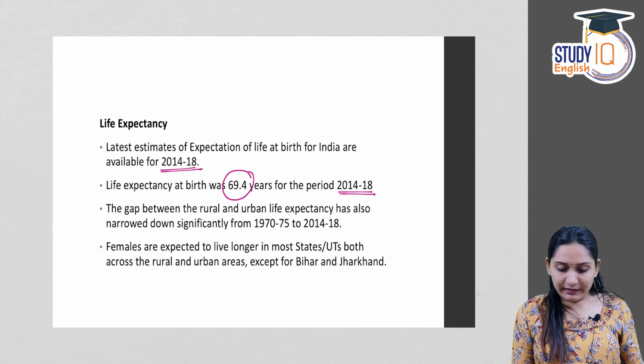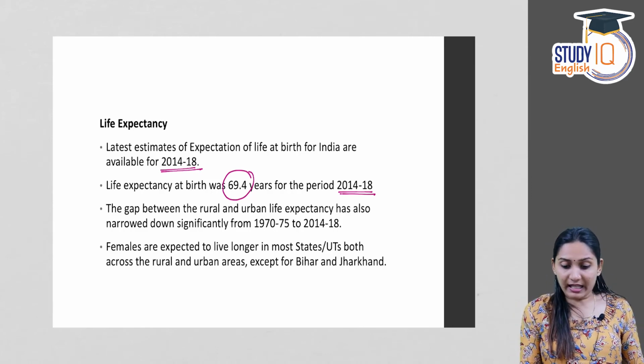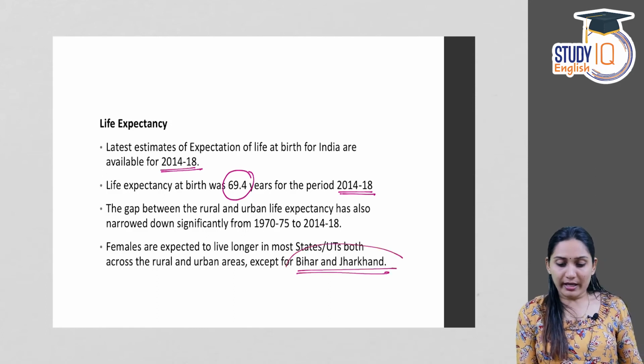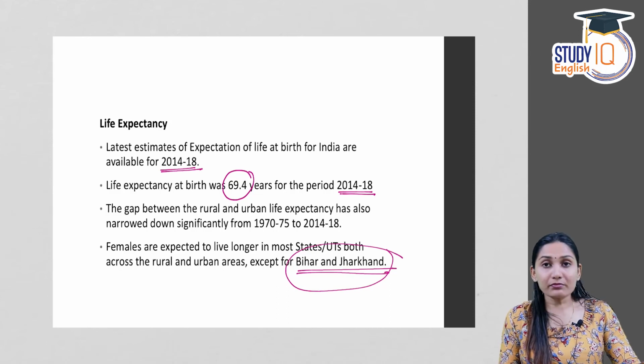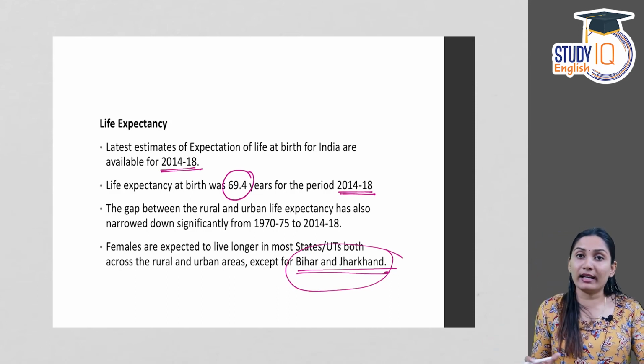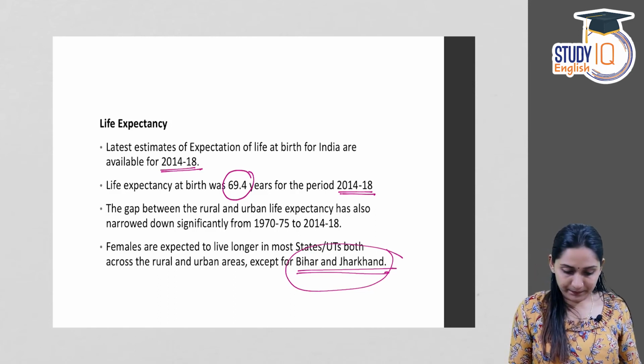Females are expected to live longer in most states and UTs, both across rural and urban areas, except for Bihar and Jharkhand. So except these states, in all other states and Union Territories, both in urban area and rural area, women are expected to live more than the men.